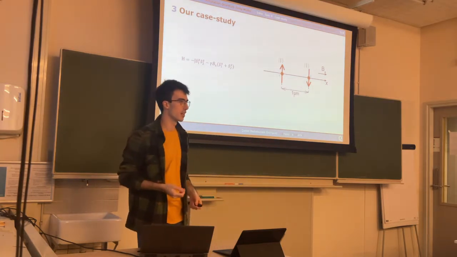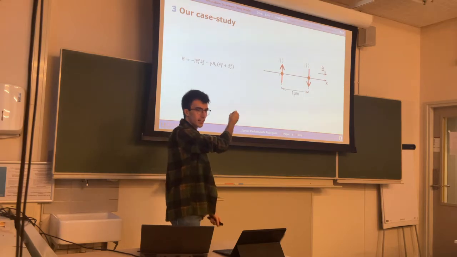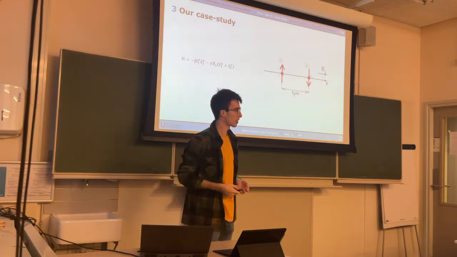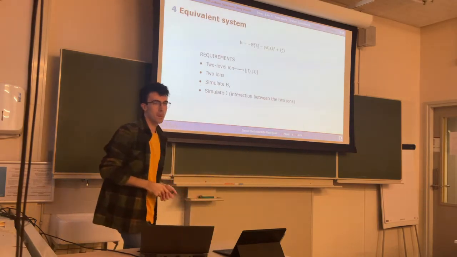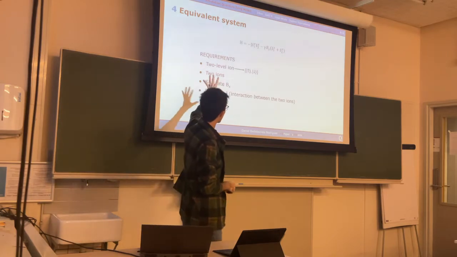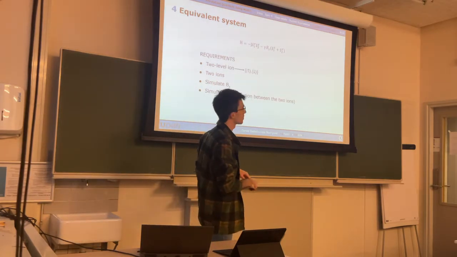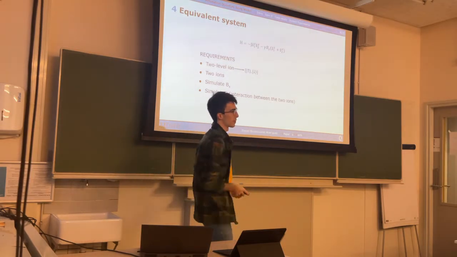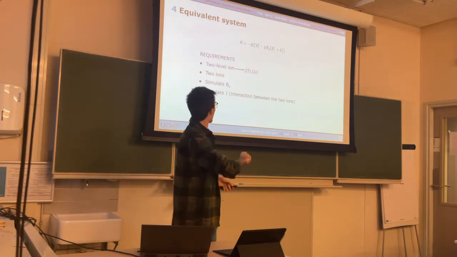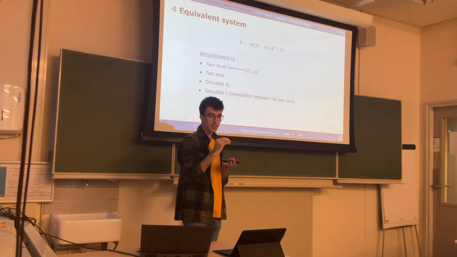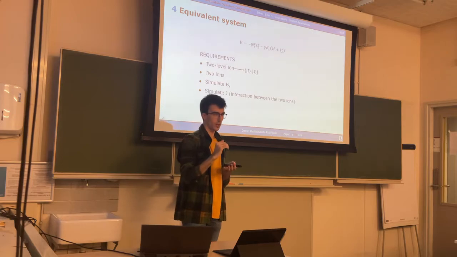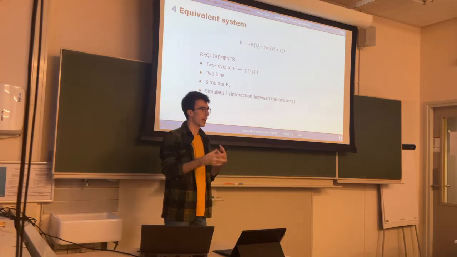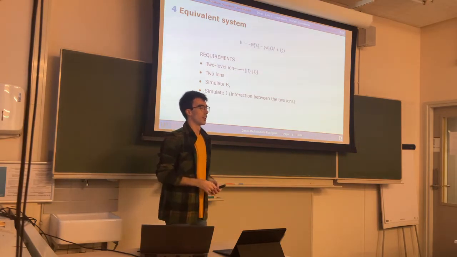So now the question is, how do we simulate this, so how do we build an equivalent system to represent this Hamiltonian? Okay, so I have written here three or four requirements that this equivalent system needs to satisfy to simulate this Hamiltonian. First one, you need to have an object that has two levels, okay? That has two levels and that can be in a superposition of these two levels. So this object has to be quantum in nature.